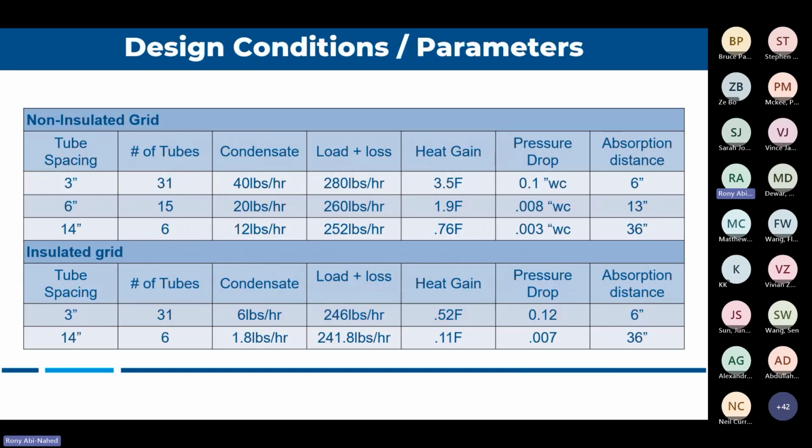But now instead of losing 40 pounds per hour, I'm losing only 6 pounds per hour. So when I talk about the saving with insulation, that's where it is. Now instead of having a 280-pound unit, you'll have a 246-pound unit. The big saving again is in the heat gain. Instead of losing 3.5 Fahrenheit, you're losing only 0.52 Fahrenheit. That's really the big saving I'm talking about when you have big design jobs. It's really by insulating your grids.